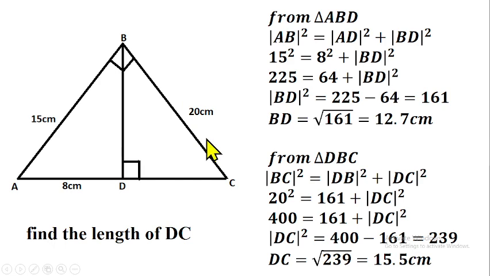This side is the hypotenuse side because it's facing this right angle here. So that means we have BC squared equals BD squared plus DC squared. Don't forget we are looking for this DC.